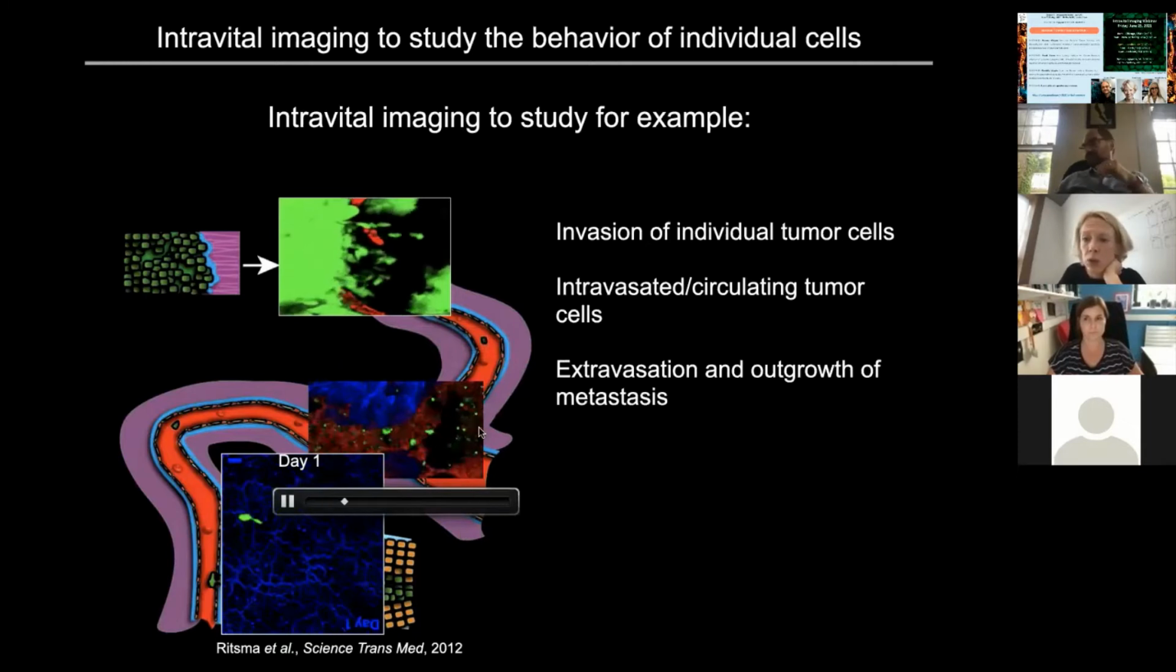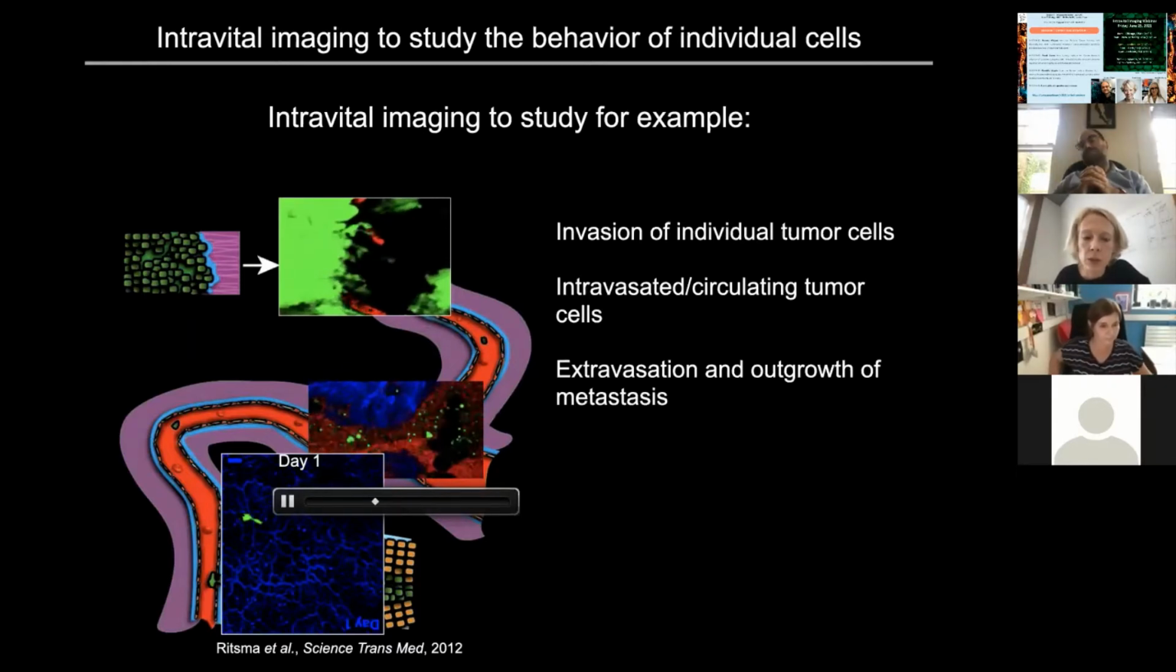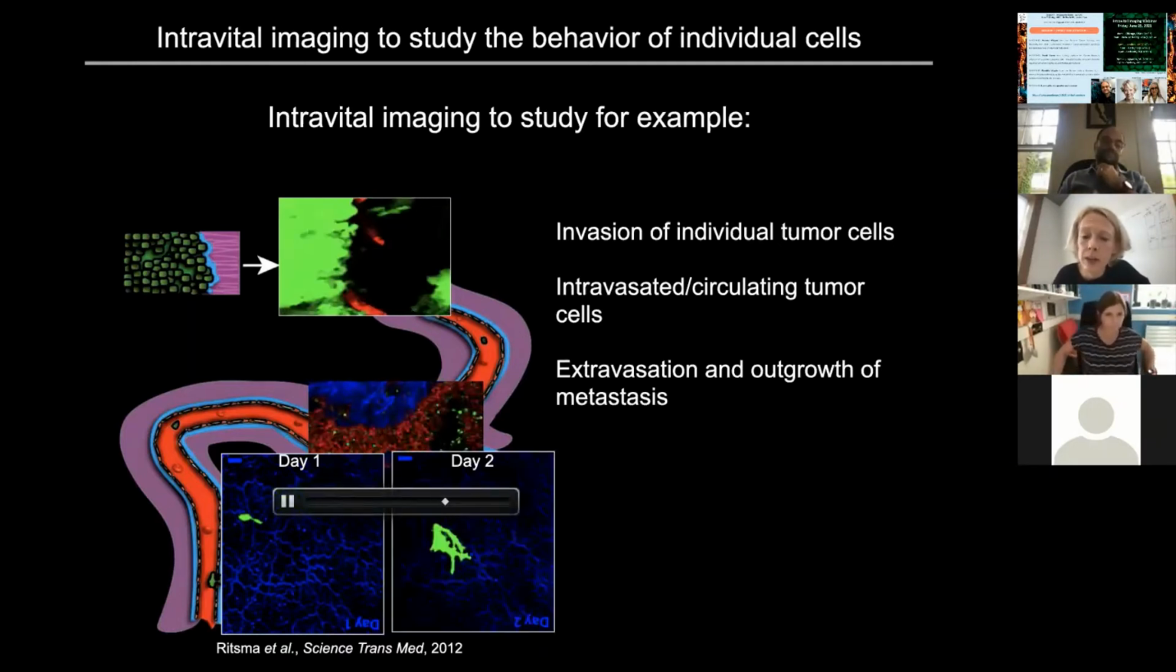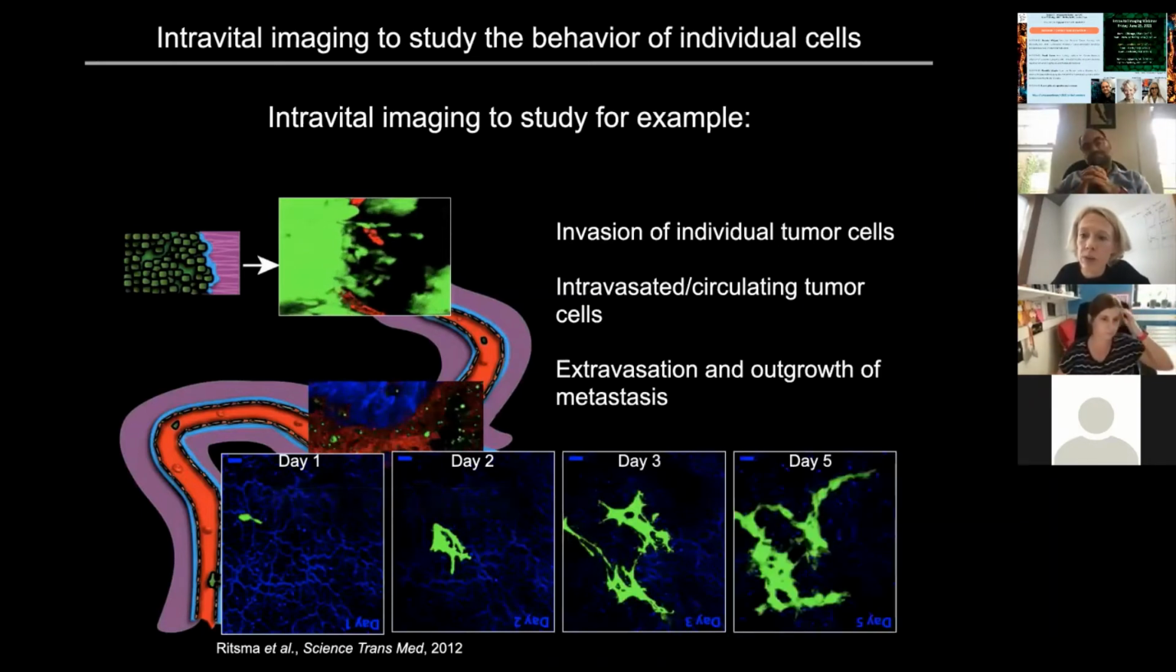But of course, not all these cells are able to form distant metastases. So that's also something that we would like to visualize. In this case, we can visualize the arrival of individual tumor cells in the spleen or in the liver. And we can follow their outgrowth at the exact same spot in the liver over time.